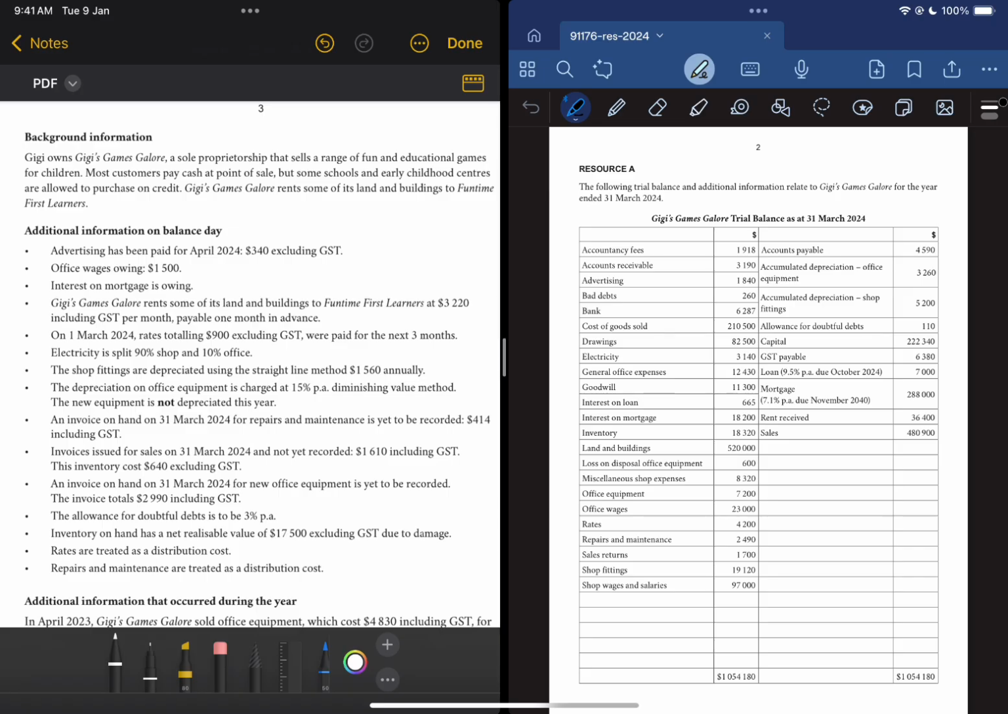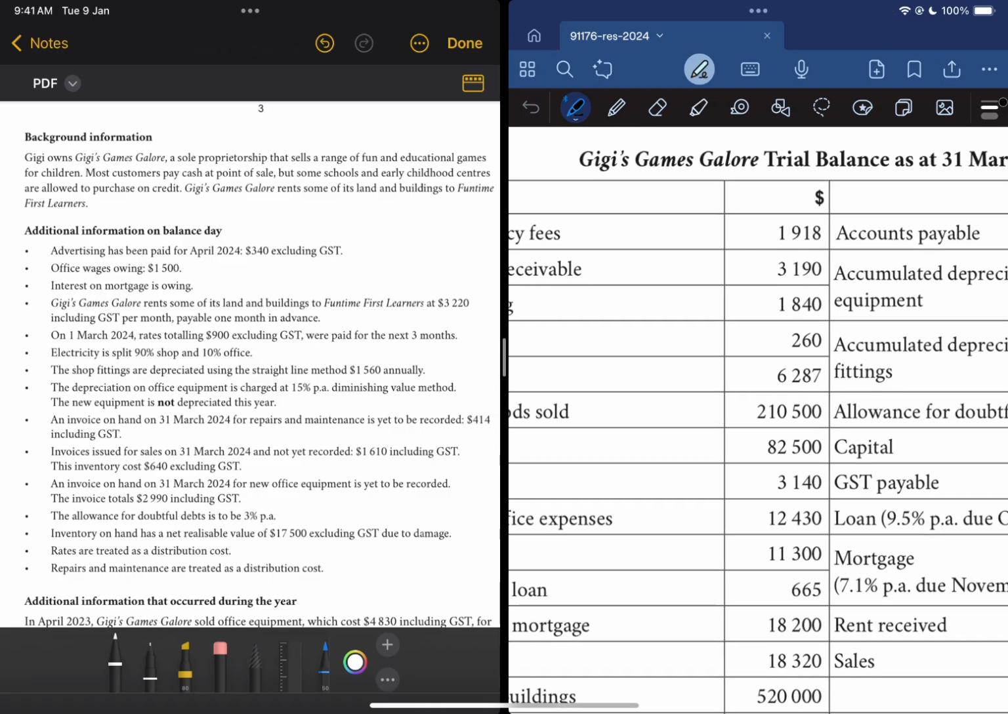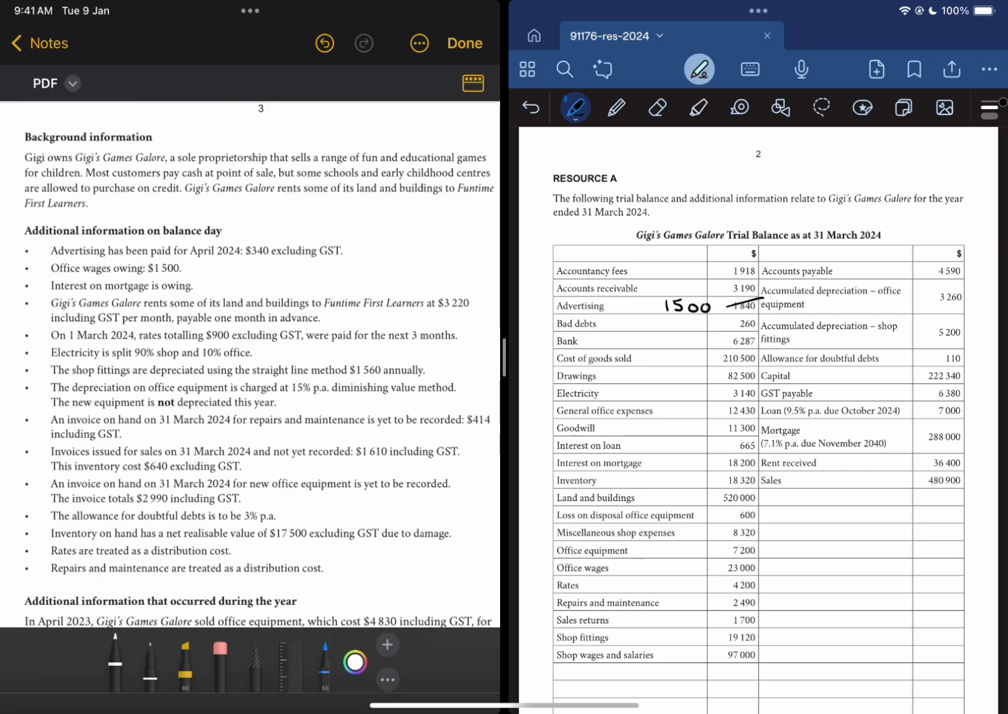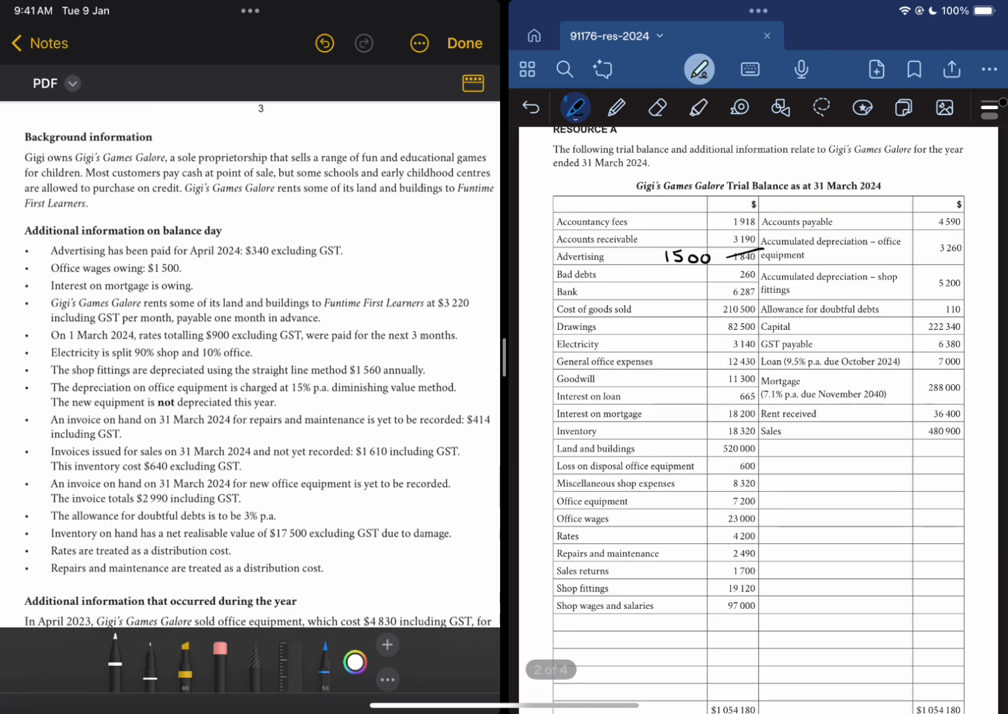Okay, so it's going to be $340, so we're going to decrease our advertising by $340. So getting out our calculators, guys, 1,840 minus 340 is going to give us 1,500. So we're just going to cross that out there. 1,500, just like that. Pretty simple. And now what we're going to do, guys, is think about how advertising has been paid in advance. It's going to be a prepayment, okay, because we've prepaid the payment.